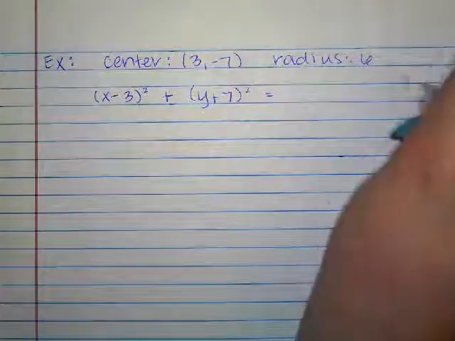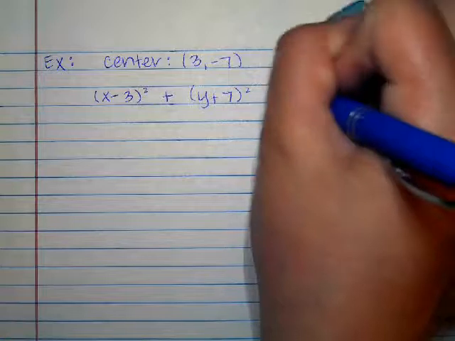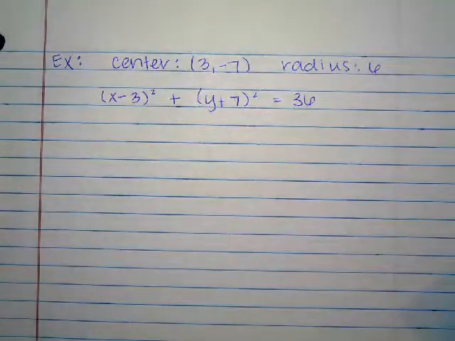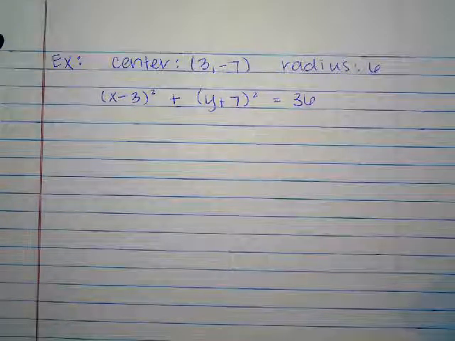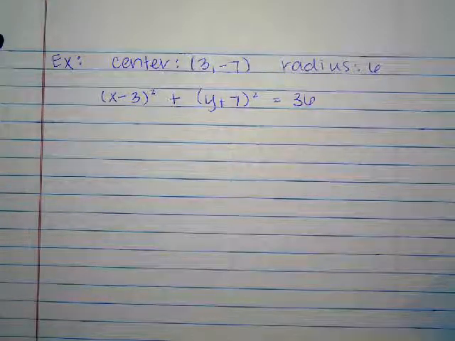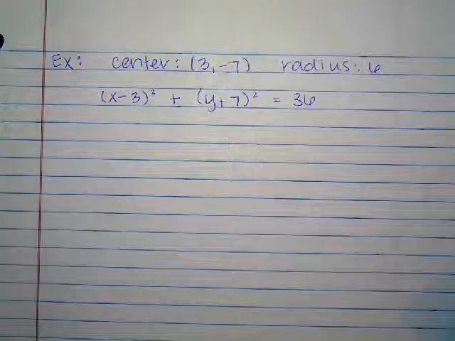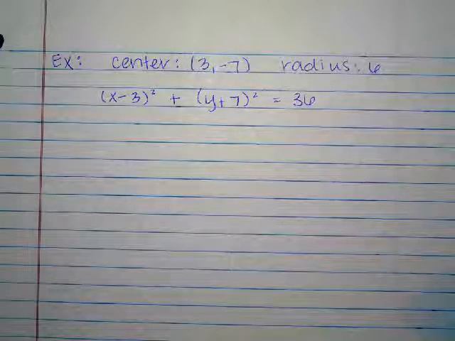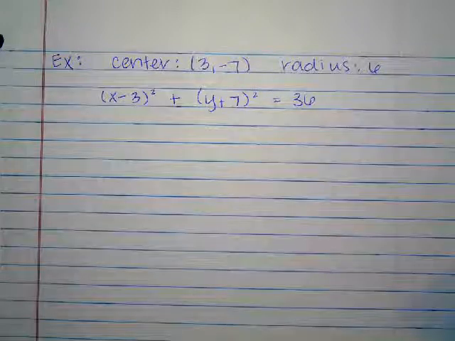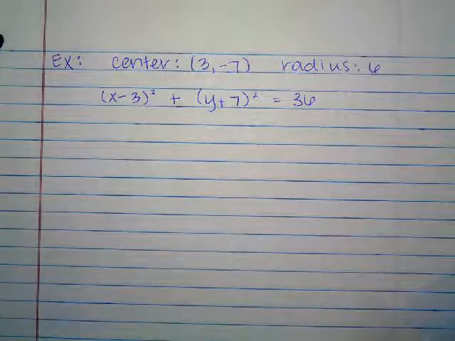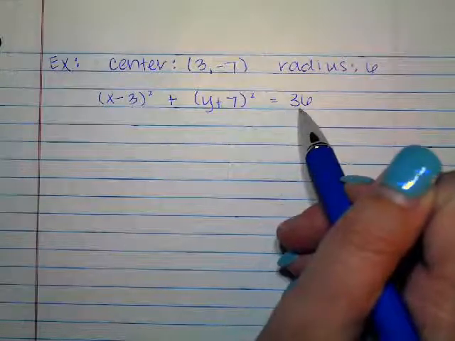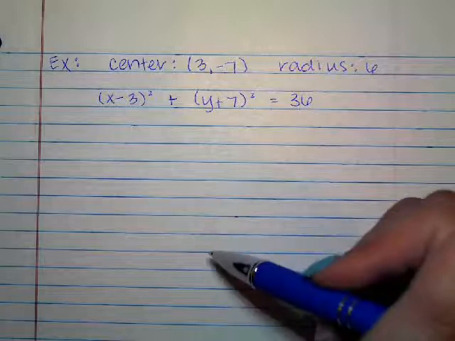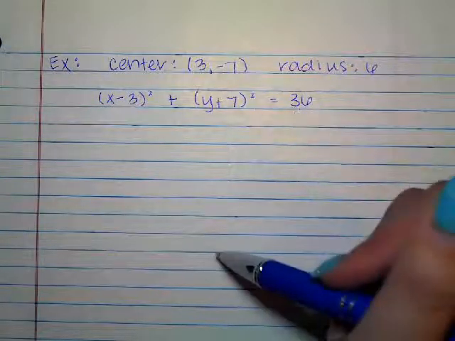And 6 squared is 36. So would we write 36 or would we write 6 squared? You would write 36. So we get points off if we do 6 squared. Would we do the square, whatever we're trying to find? If this said equals 100 and they said what's the radius, then you would square root that and say, oh, the square root of that number is the radius.